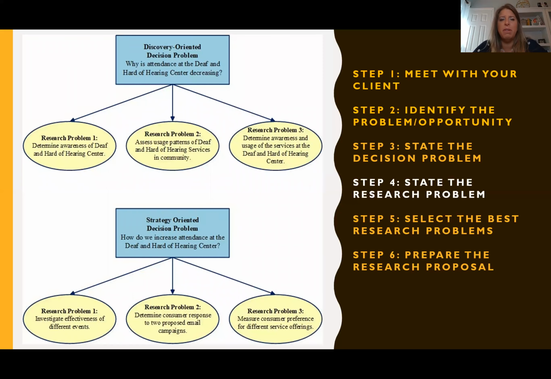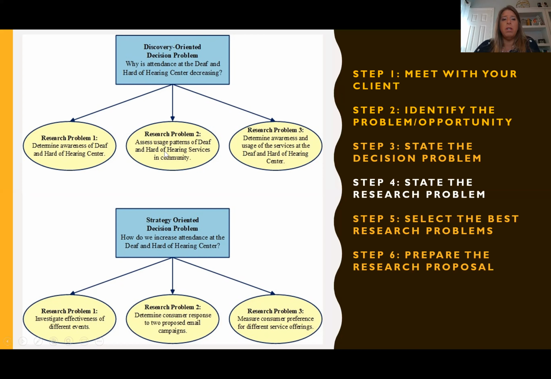And this is an example of what I mean by think of it as a hierarchy. If you have your discovery-oriented decision problem, for example, this is one we have actually worked on in a previous class: why is attendance at the Deaf and Hard of Hearing Center decreasing? So that's a discovery-oriented decision problem, and we had 3 research problems. Research problem 1 was to determine awareness of the Deaf and Hard of Hearing Center. Attendance is decreasing, and our question was, is it an awareness problem? Do people just not know about it, or is there some other reason why people are not attending?